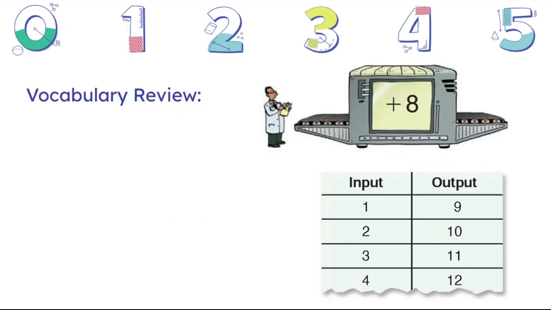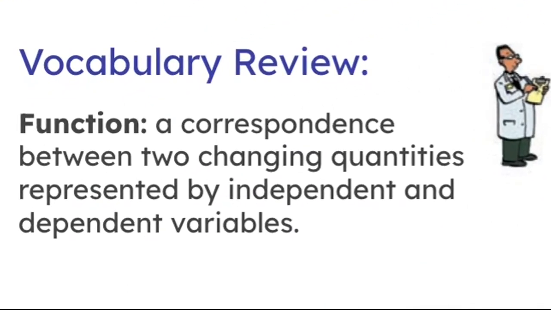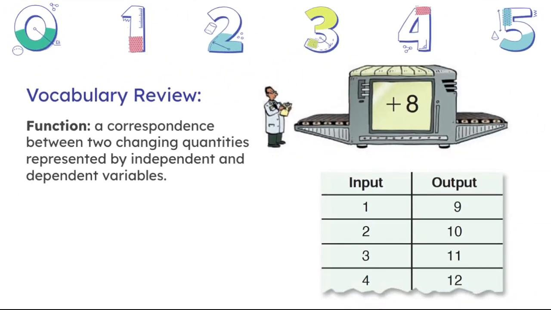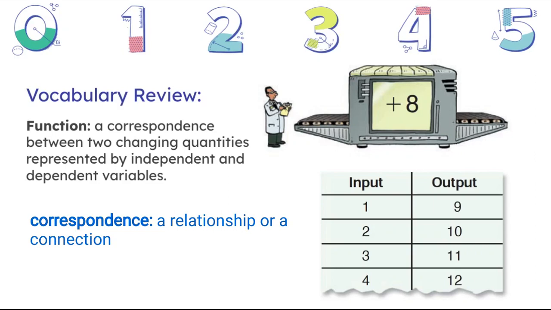Let's review the vocabulary we just learned. A function is a correspondence between two changing quantities represented by independent and dependent variables. Great definition. It's a mouthful. It has a lot of kind of challenging words in it, so let's break it down a little bit. First of all, what's a correspondence? Well, a correspondence is just a relationship or a connection, okay? So we can say a function is a connection between two changing quantities, okay?